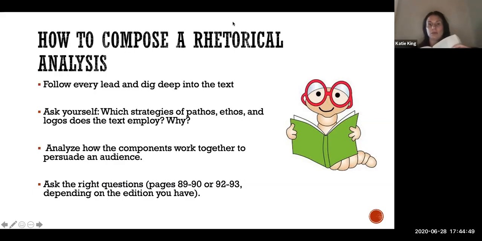I'll take it off stop share really quickly. But if you have, and I know I'm so sorry that my computer screen is hideous, like just awful. But if you can see the section that's called composing a rhetorical analysis, and then beneath that, there's all these bullet points of questions that you have, right? In certain books, it's on different pages. It might be like 89 to 90 or 92 to 93, depending on which edition you have.